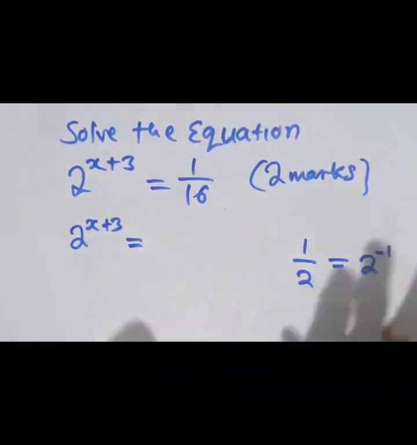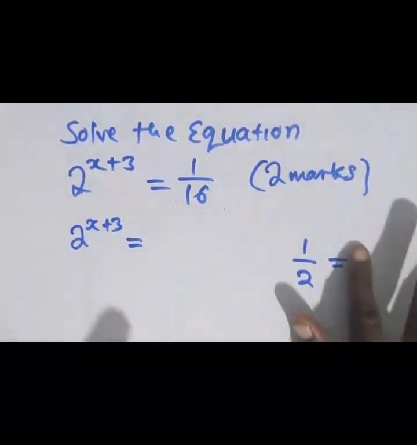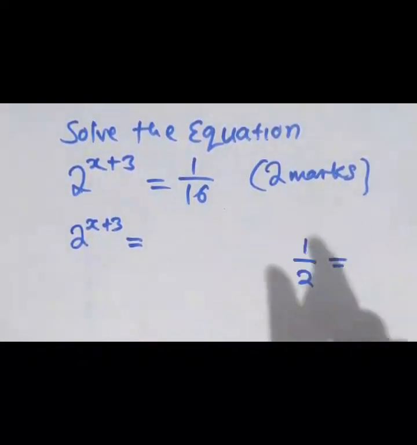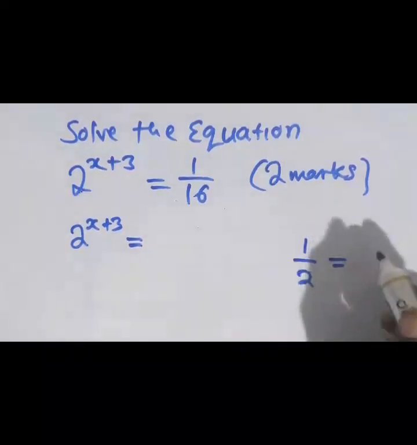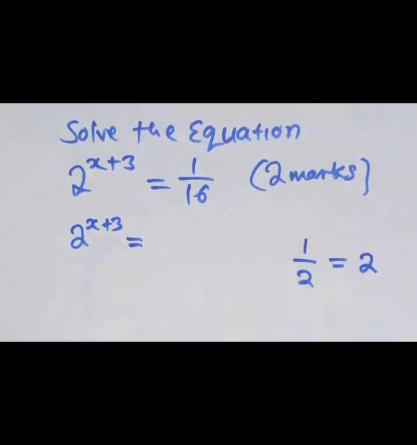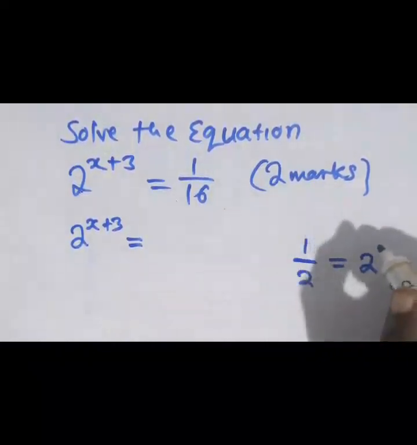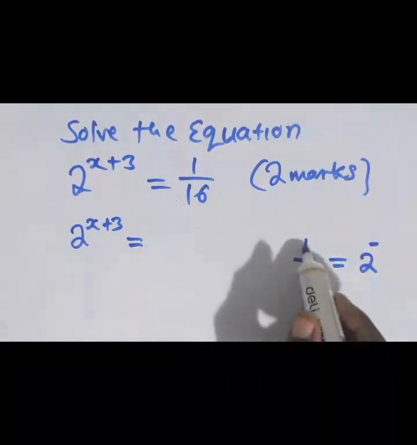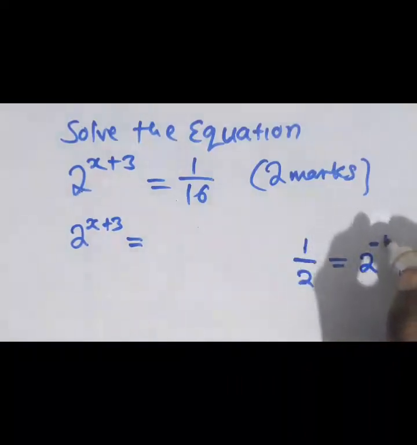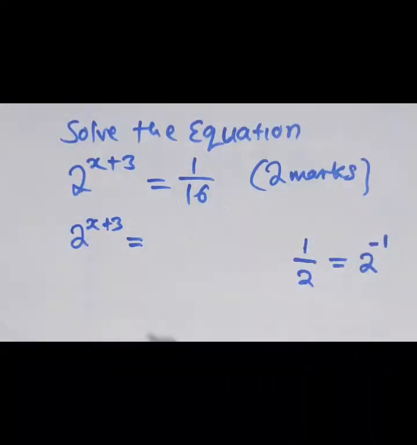In short, what I'm trying to say is, get the 2, put the 2 here, and the division sign changes to a negative power. Then you just get this one, and it becomes like that. That is what I mean.